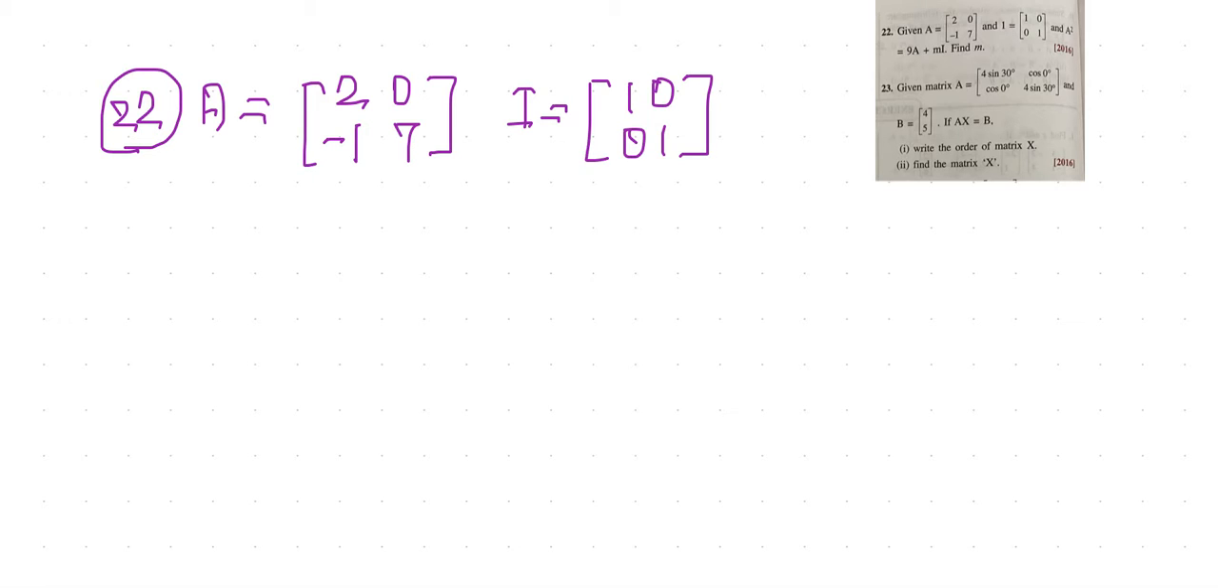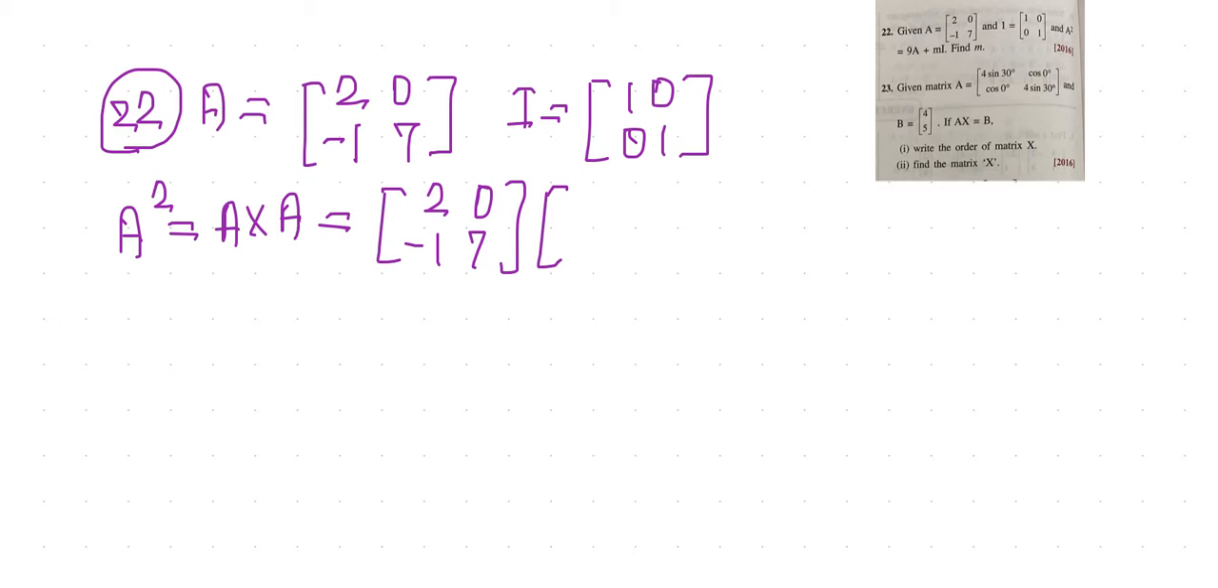So what is A square, children? A square will be equal to A into A, which in turn will be equal to 2, minus 1, 0, 7 into 2, minus 1, 0 and 7. So how much is this going to be equal to, children? 2 into 2 is 4 plus 0 into 1 is 0.